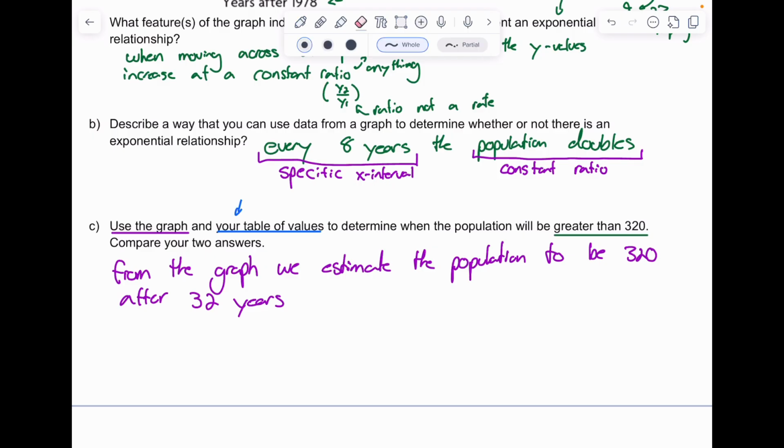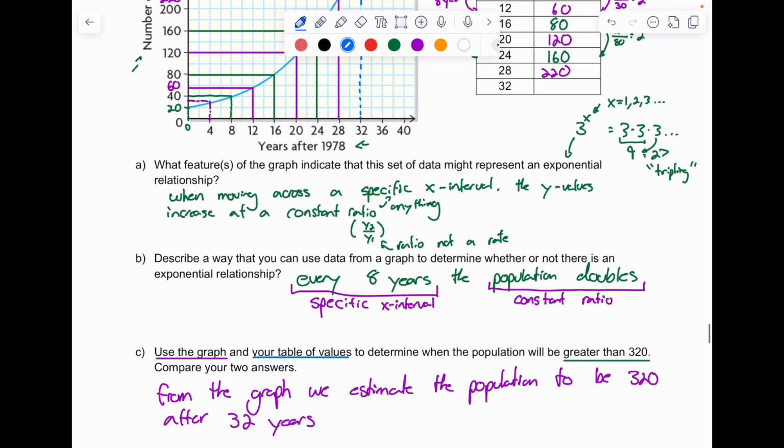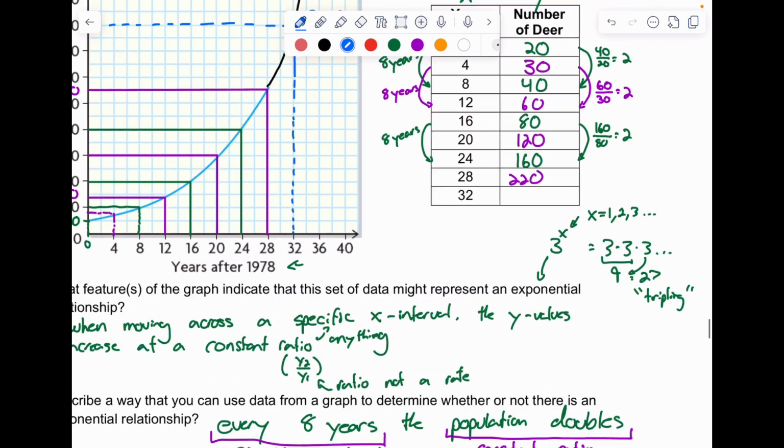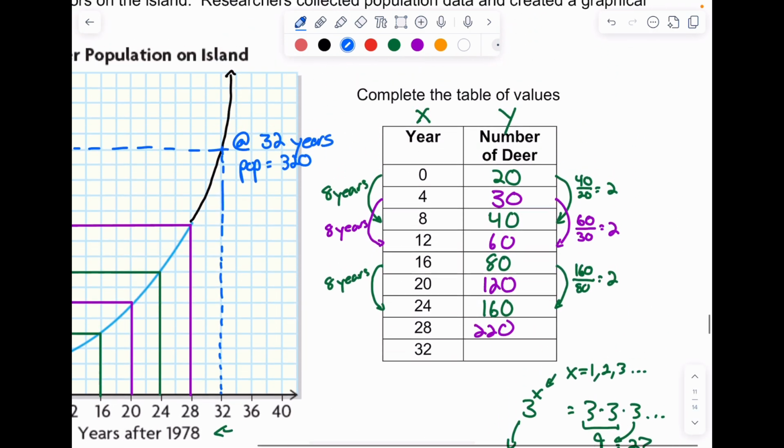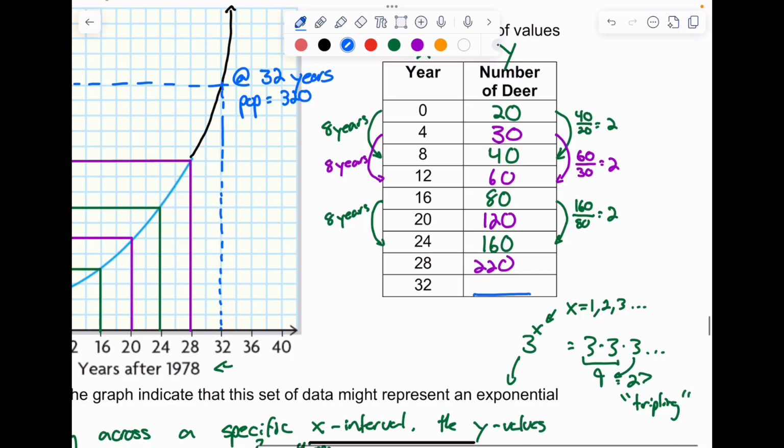Let's look at our table of values. Let's see if we actually got the same answer. So from our table of values, if we wanted to estimate this answer right here, well, we know that every 8 years it's doubling. So go back 8 years from 32 years. Well, that would be right over here at 24. So if I span 8 years, what I need to do is take this 160, and I need to multiply it by 2.